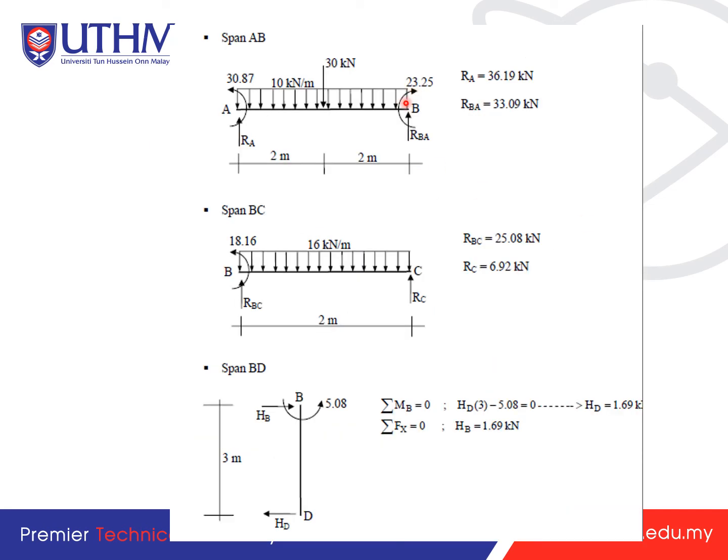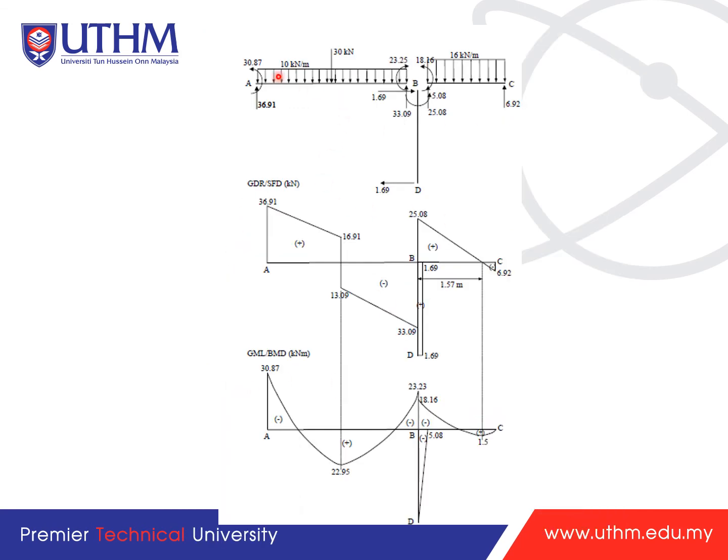After you get that fixed end moment, also the same thing, you will need to get the reaction force for each support: AB, BC, and also BD. So after you get all of it, then you will draw the moment diagram for the support AB, and then support BD, and then support BC. Then you will get this.